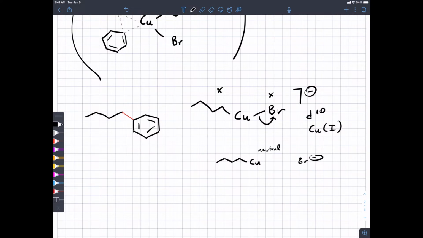In order to go again, you would need to recharge that copper with an X-type ligand. I'm not totally sure how to do that, but that's what you'd need to do.